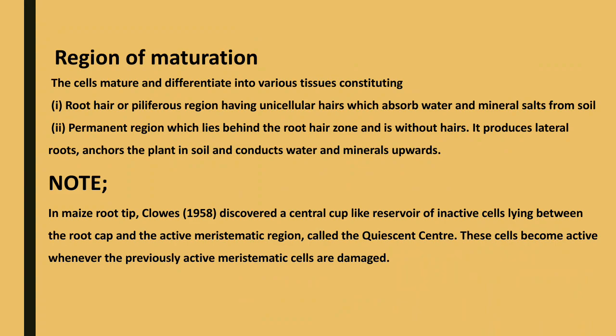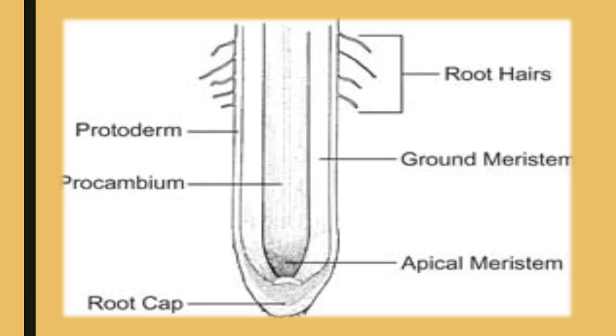Note: in maize, root tips have a central cup-like reservoir of inactive cells lying between the root cap and the active meristematic region called the quiescent center, and these cells become active whenever the previously active meristematic cells are damaged. You can observe here the structure of root hair, ground meristem, apical meristem, root cap, procambium, protoderm.